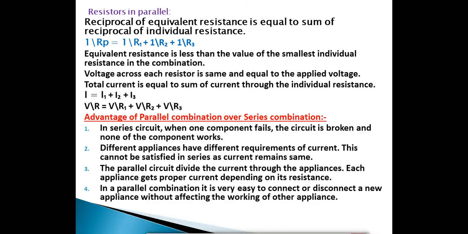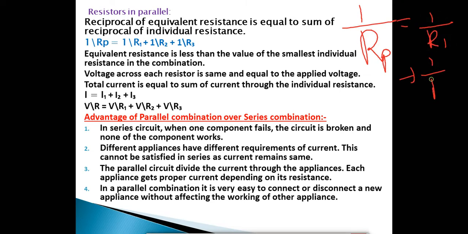Reciprocal of equivalent resistance is equal to sum of reciprocal of individual resistances. Suppose 1 by Rp is equal to 1 by R1 plus 1 by R2 plus 1 by R3 and so on. This is the value of resistance in parallel combination. Equivalent resistance is less than the value of the smallest individual resistance in the combination.